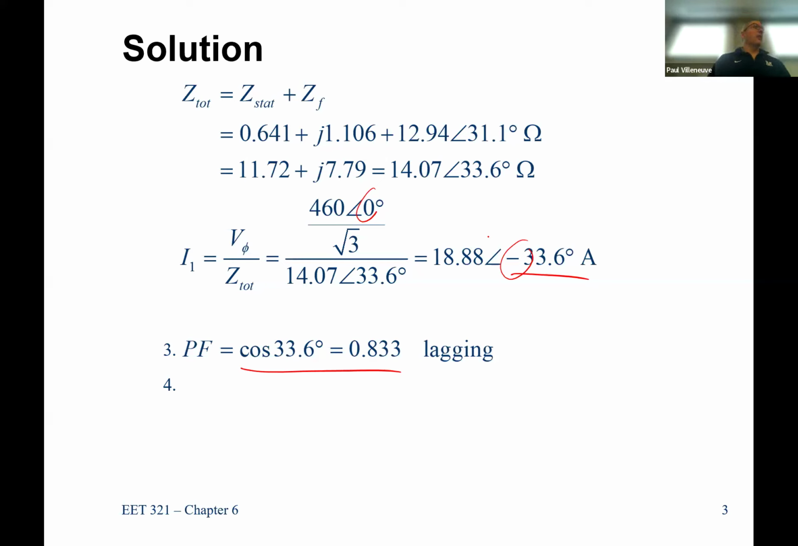By the way, this is a pretty low power factor, right? So the utility is going to charge us some money because our power factor is so low. But this is a pretty typical, pretty realistic power factor for a lot of induction motors.